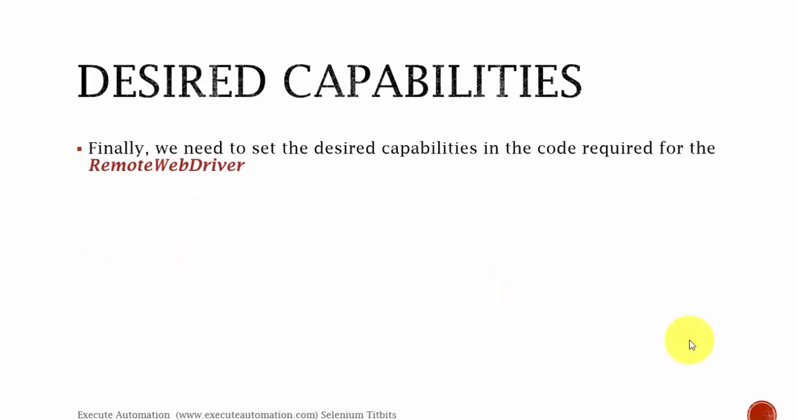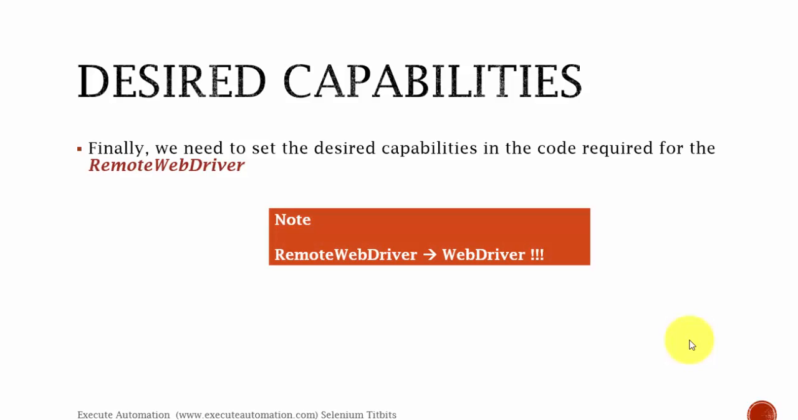And then finally, we need to set the desired capabilities in the code, which is required for the remote web driver. So note, remote web driver, not the web driver. As we all know, in Selenium, we try to create a web driver instance. So web driver is equal to new Firefox driver or Internet Explorer driver or Chrome driver, something like that, right? So we'll be using web driver there. But instead of web driver, we're going to use something called remote web driver.